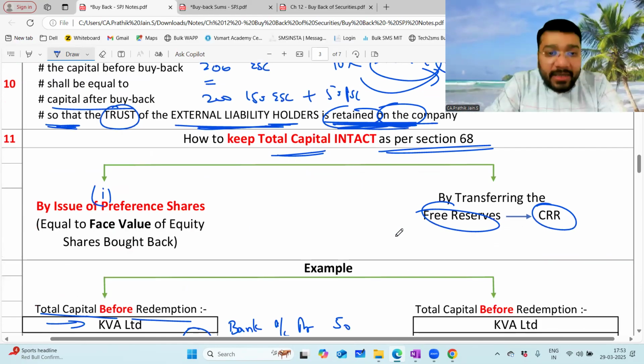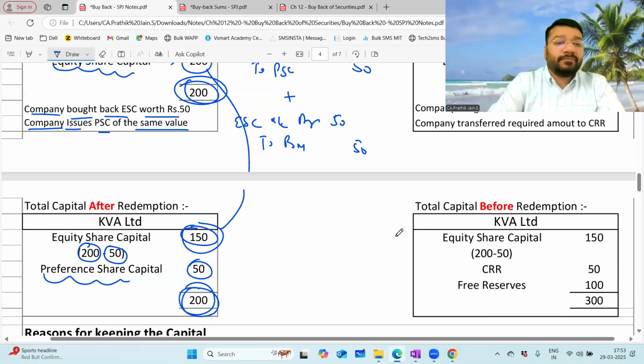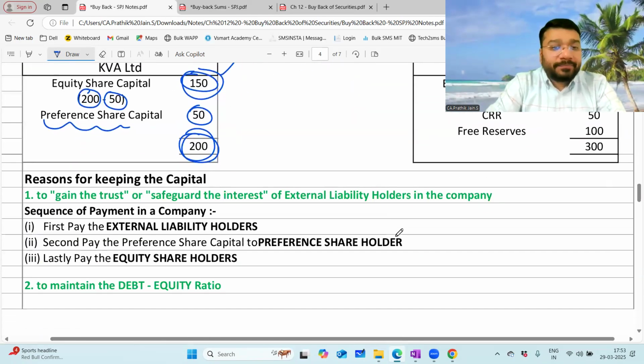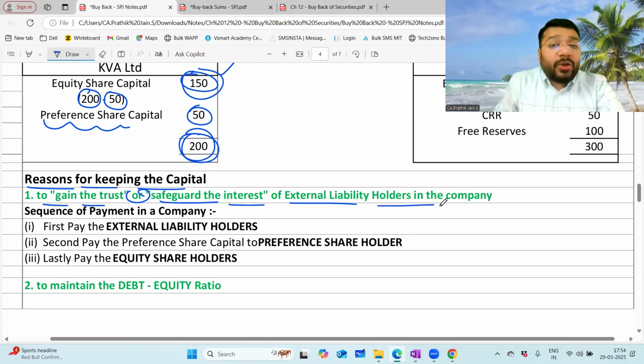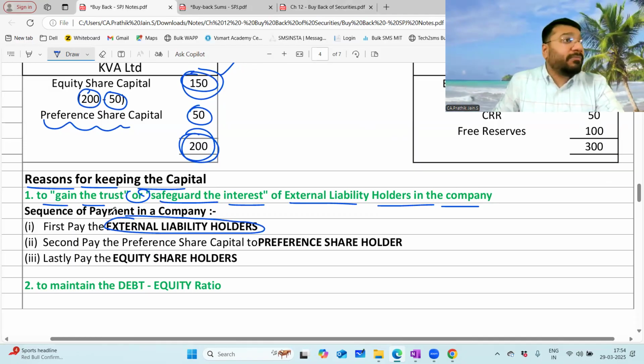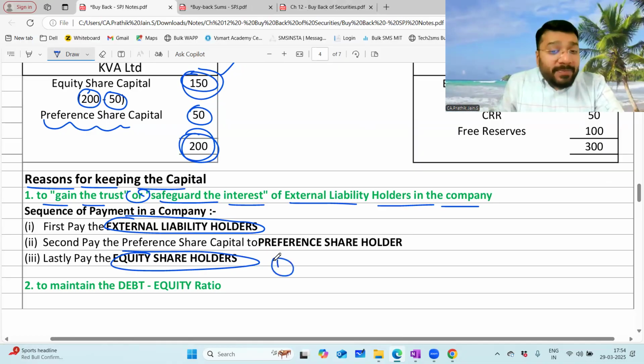retained. In this, do you have any problem? Online people, in this, do you have any problem? No, sir. And this is for keeping the capital intact, to gain the trust or to safeguard the interest of the external liability holders of the company. Because as per the Companies Act, external liability holders are the first persons to be paid and equity holders are the last persons to be paid. But because of buyback, what happened? He's being paid first now, which is in violation of the Companies Act.